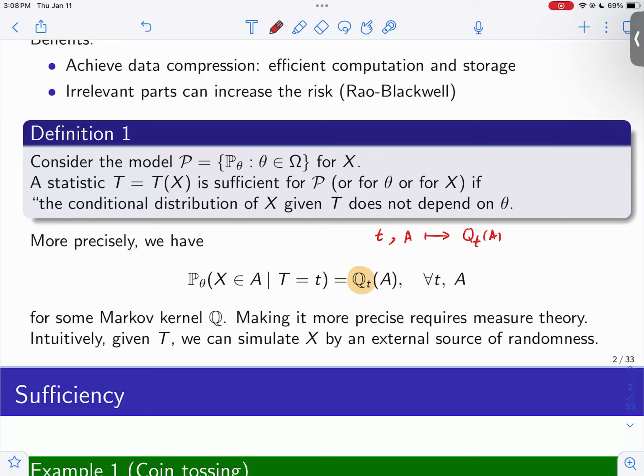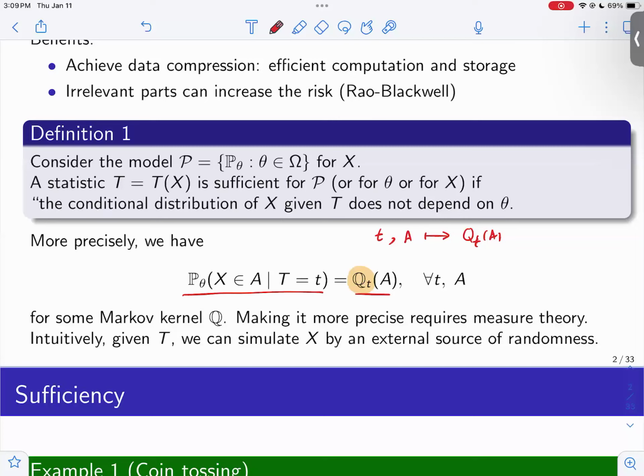This is something like that. But if that bothers you, don't worry about it. It's just that this quantity doesn't depend on theta. So once I can compute the conditional distribution of x given t, there's no theta anymore. It's just a completely determined distribution based on the model. So I don't need theta to actually evaluate this distribution.